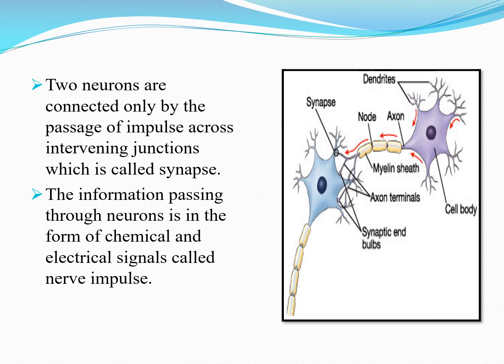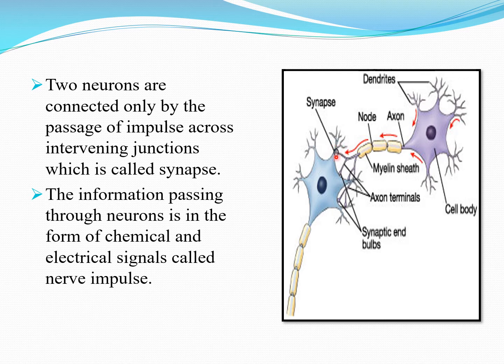Next one, two neurons, how they are connected. You can see this. The dendrite of one neuron is connected to the axon of the other neuron. This region is called what? Synapse. A synapse is a region where the dendrite of one neuron is connected to the axon of the other neuron. Yes, that is called a synapse.